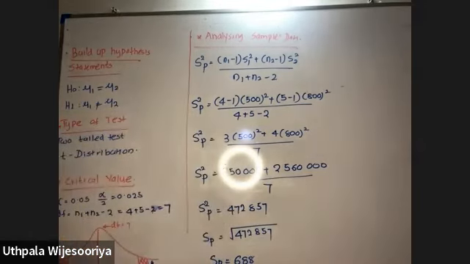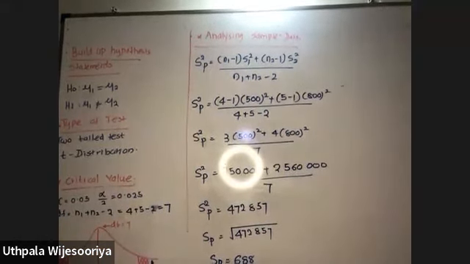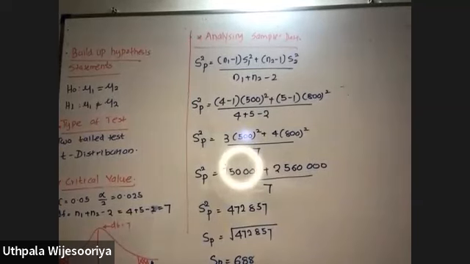688. Make a pool variance. Pool standard deviation 688. Am I correct? 688 is your pool standard deviation.